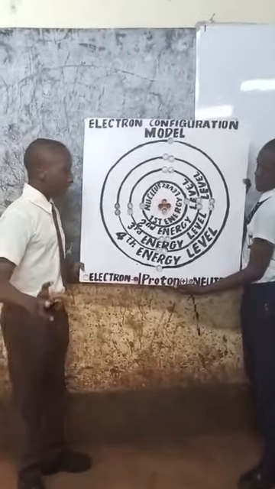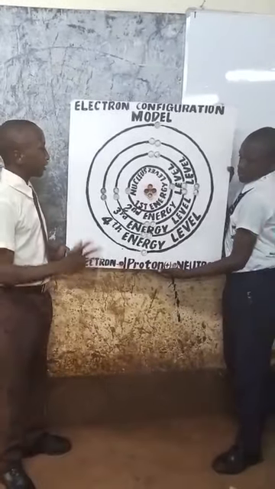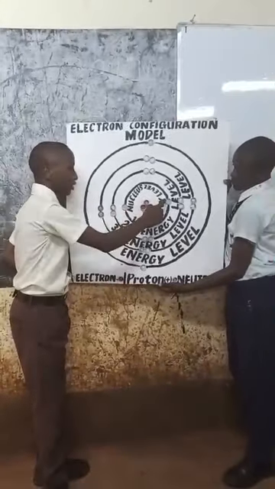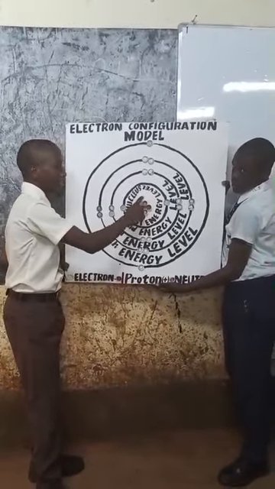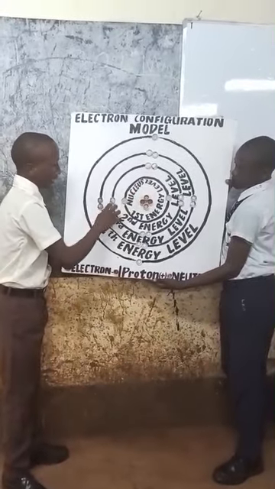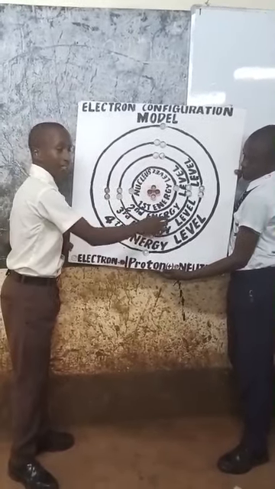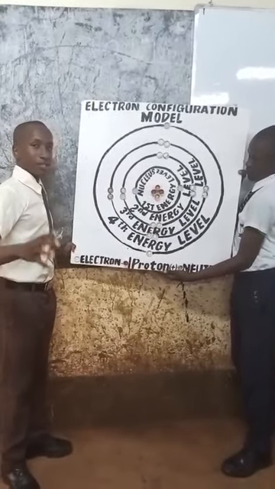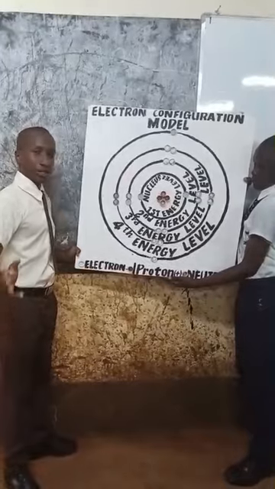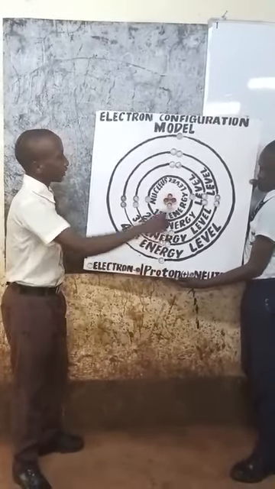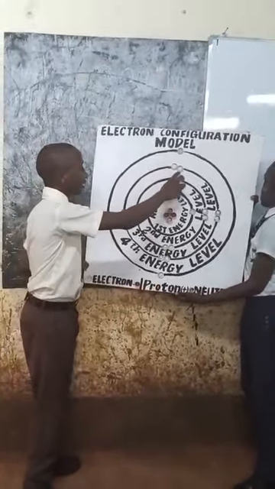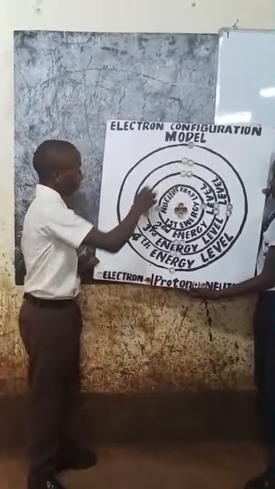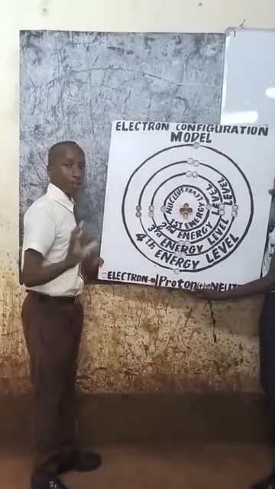Magnesium in the atom is represented by 2 electrons in the first energy level. We have 8 electrons in the second energy level. And because magnesium is the 12th element in the periodic table, it will take us to the third energy level, which consists of 2 electrons, ignoring others to make magnesium.